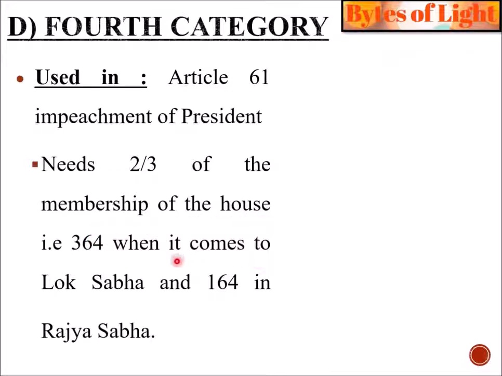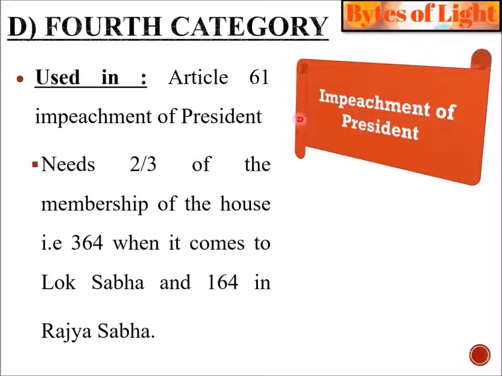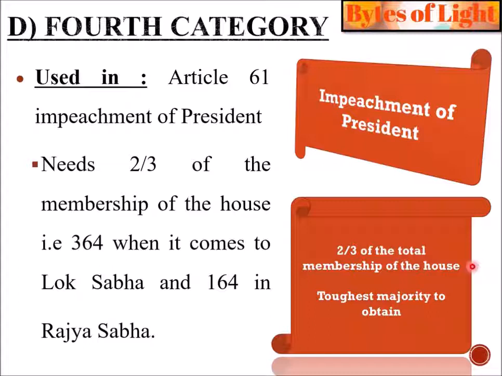That is, when it comes to Lok Sabha, you need 364, and in Rajya Sabha it needs 164. That is, total strength of Lok Sabha is 543 and 2/3 of 543 is 364, and the total strength of Rajya Sabha is 245 and 2/3 of it is 164. So this is about the fourth category, and the focus points are the usage, that is for the impeachment of the president, and about the 2/3 of the total membership of the house, that is the requirement.